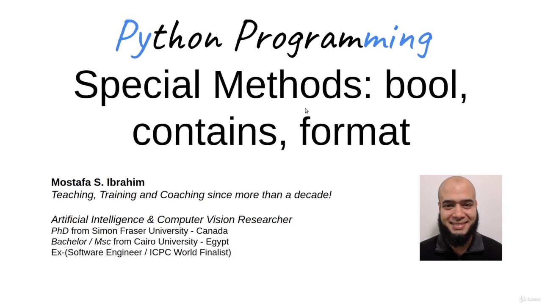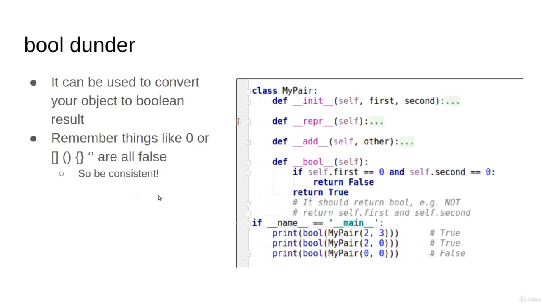There are many special methods, so let's highlight a few more. The bool, contains, and format ones. The bool dunder is mainly if you would like to be able to express your object as true or false. If you want to do that, then you override the bool function and use some logic to express that. For example, in the myBear class, I decided that if both the first and second are 0, then this is false. Otherwise, this is true.